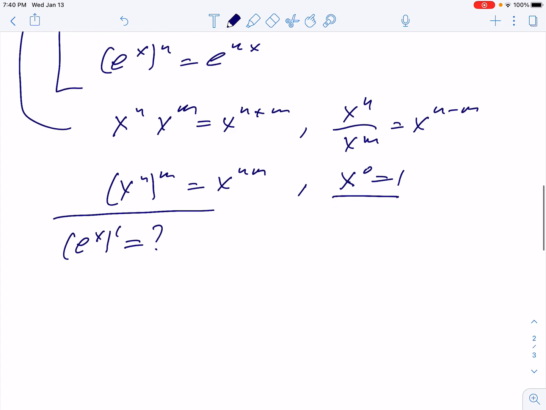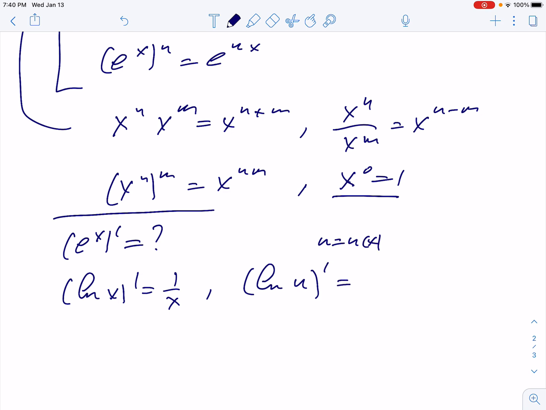To compute this derivative, we shall remember how we differentiate the logarithm. So here again, logarithm x prime is 1 over x. And if we have a composition, logarithm of u, where u is a function of x, differentiating this by the chain rule, we have u prime over u.